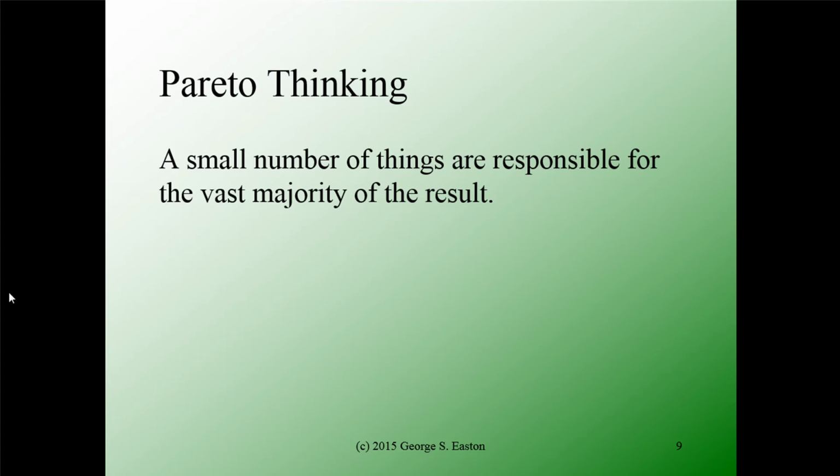So what is Pareto thinking? Well, the idea of Pareto thinking is that a small number of things are responsible for the vast majority of the result. This little diagram here summarizes it. A small number causes the vast majority. So it's small number, vast majority. That's the basic idea of Pareto thinking.